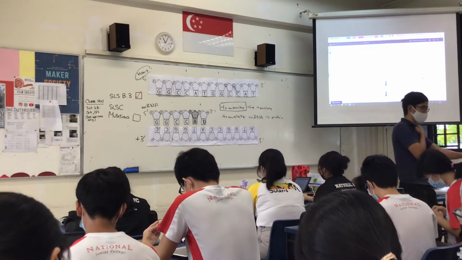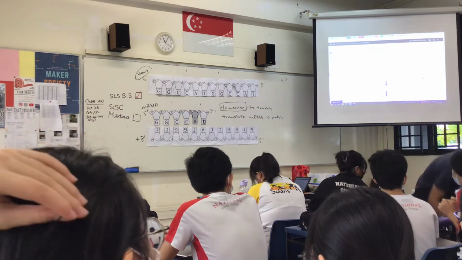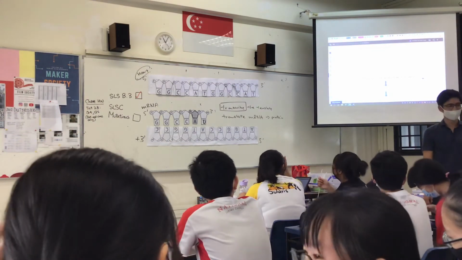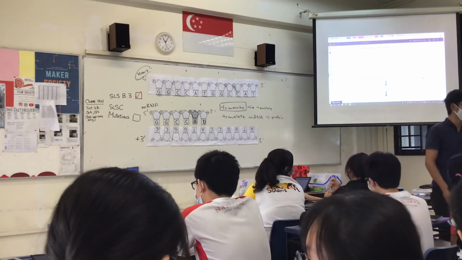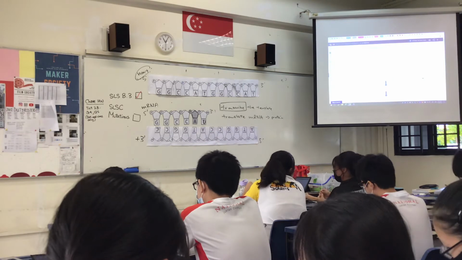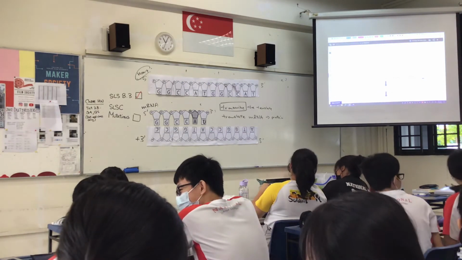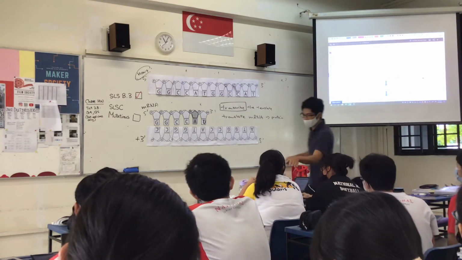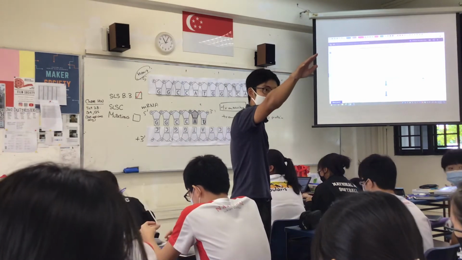Wait, so you two are. Oh! Are you two a couple? Yes? Yes! Okay. So 1, 2, 3, 4, 5, 6. 1, 2, 3, 4, 5, 6. Only 1, huh? Okay.